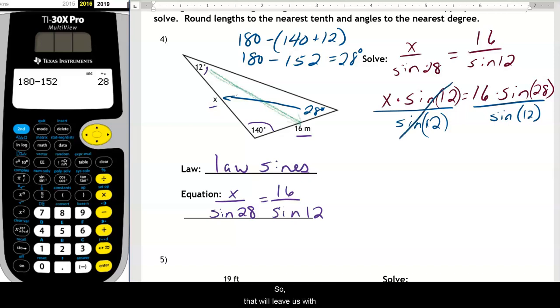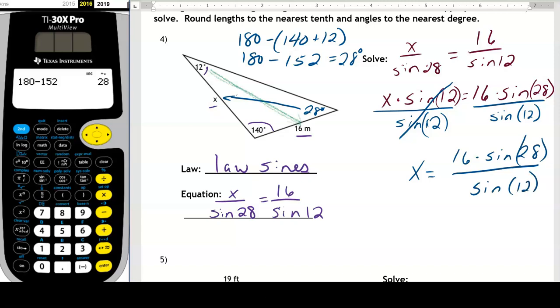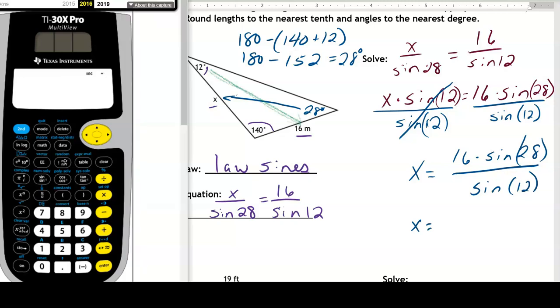So that will leave us with x equals 16 times sine 28 over sine of 12. And then we're going to enter that into our calculators. I recommend that you do the numerator first and hit enter. So 16 times sine 28. Get that answer. Then divide by sine of 12.